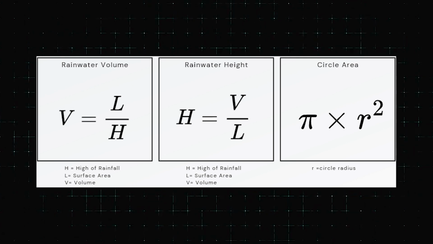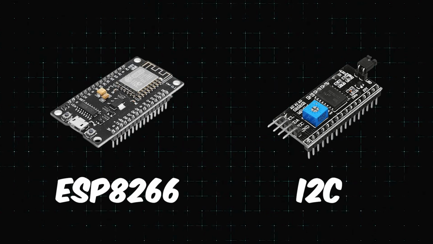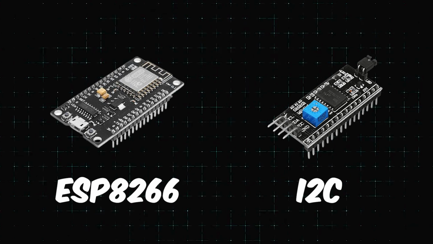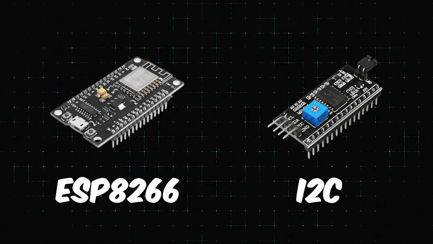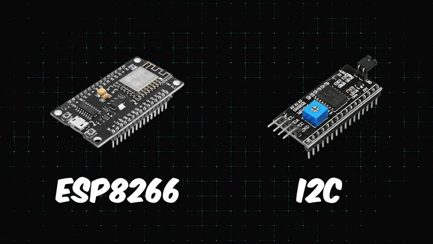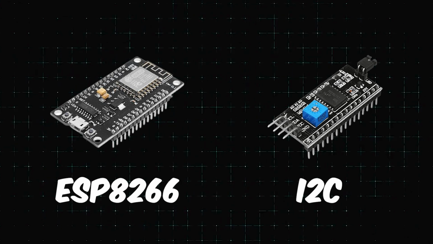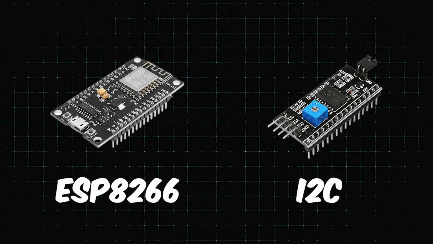And the third is circle area. The formula is pi times r squared, where r is the circle radius. And then about the ESP8266: the ESP8266 is a microcontroller with integrated Wi-Fi that is ideal for IoT applications, using the Tensilica L106 processor. The ESP8266 allows wireless data collection, processing, and sending. Working principle: it reads sensor input, processes it, and sends data to the server via a Wi-Fi connection.